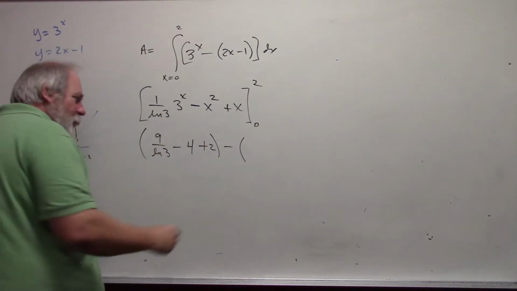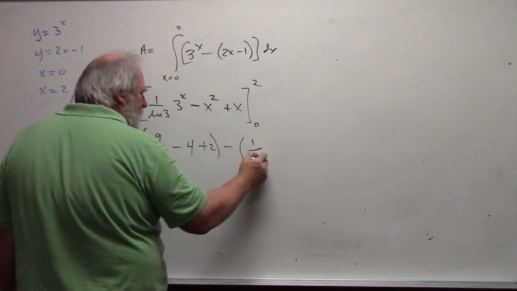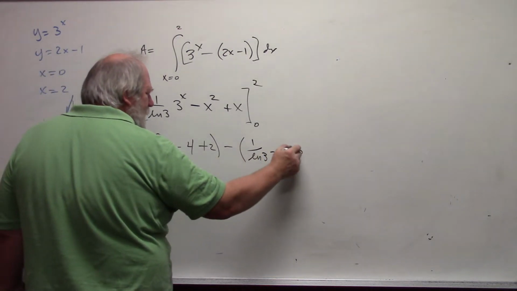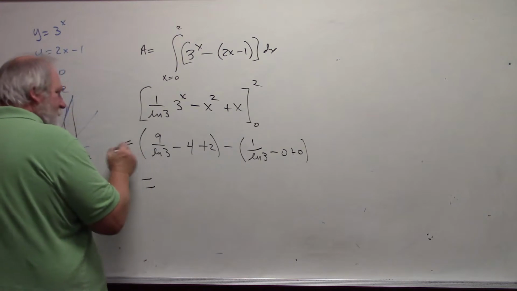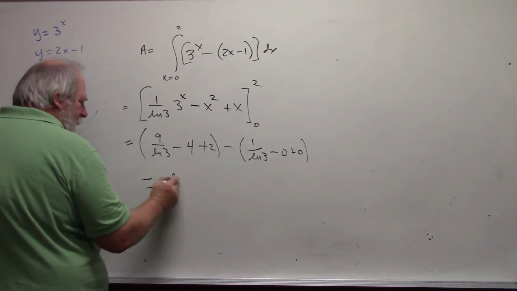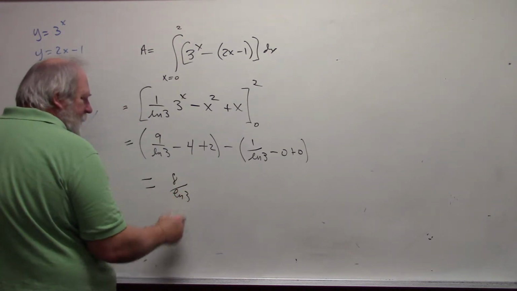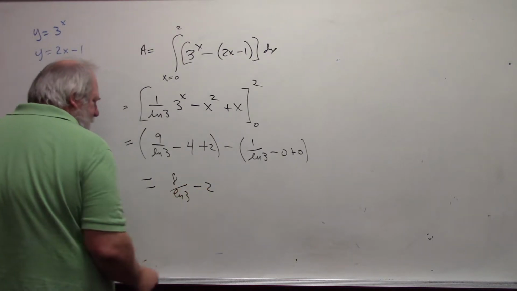3 to the 0 is not 0, it is 1. 1 over ln of 3 minus 0 plus 0. And then we would end up with 8 over ln of 3 minus 2.